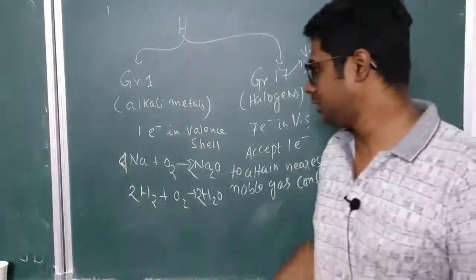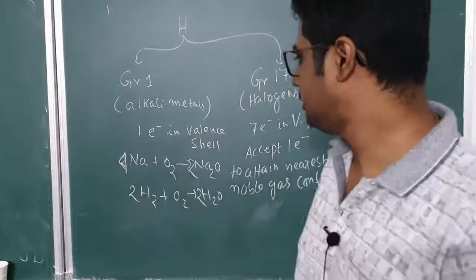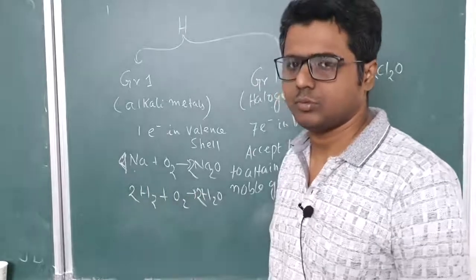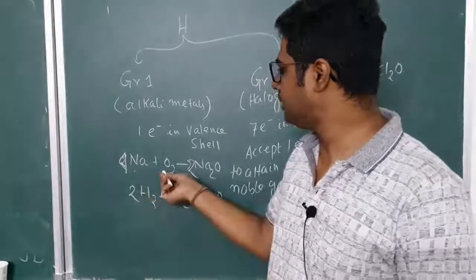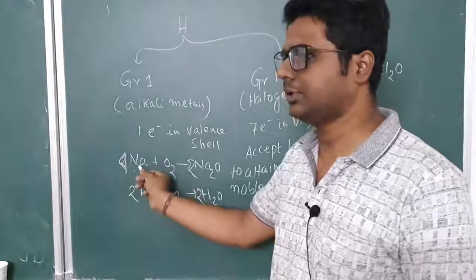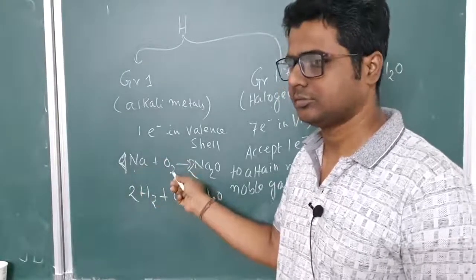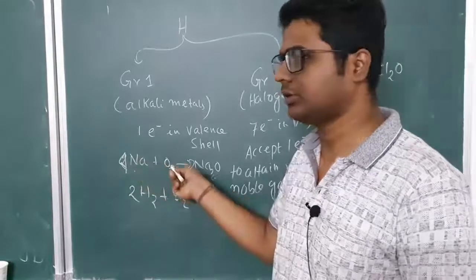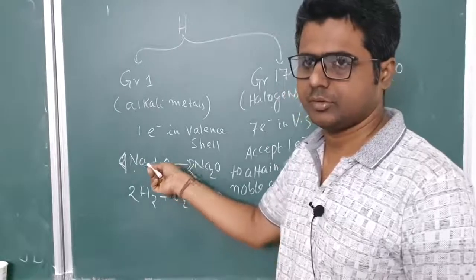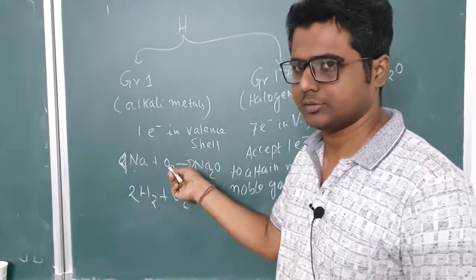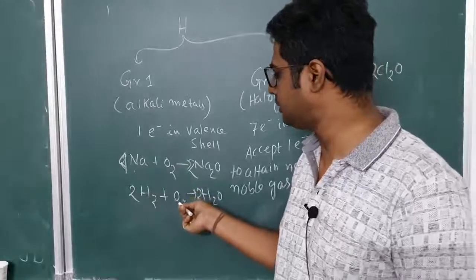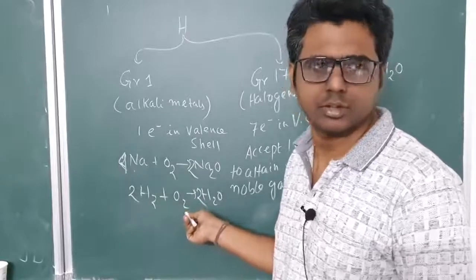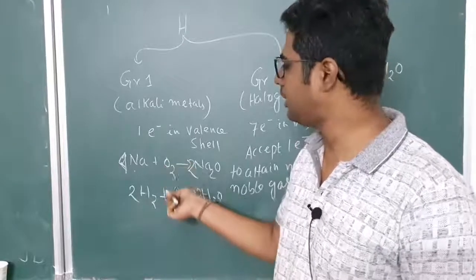Next, if you see this reaction, then the sodium has reduced oxygen. How? Whenever sodium and oxygen reacted, the sodium has donated its electron to oxygen and oxygen has accepted the electron. So donation of electrons means reduction. Similarly, hydrogen also donated electrons to oxygen, so it also has reduced oxygen. So both are reducing.